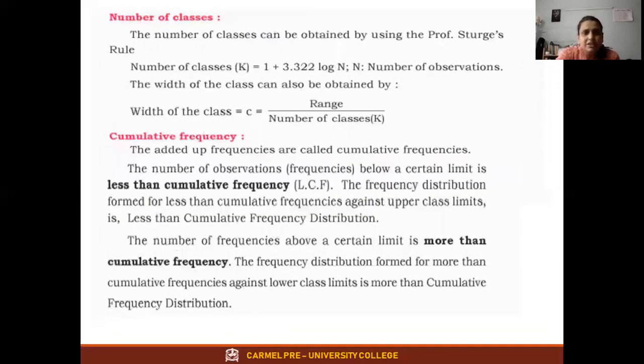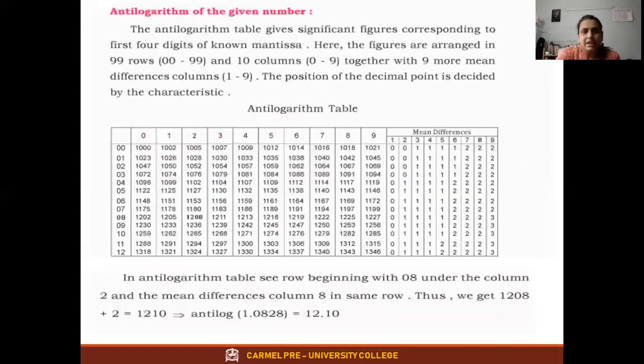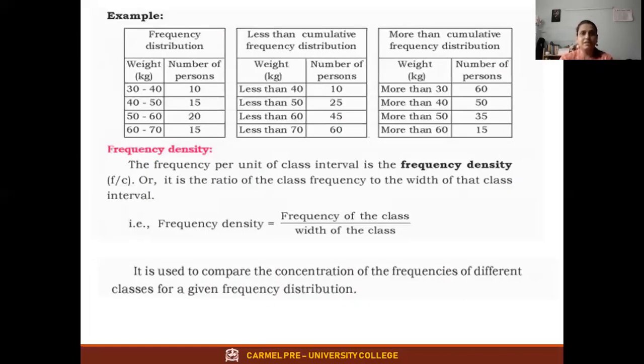What is LCF? The frequency distribution formed for less than cumulative frequencies against upper class limits. So upper class limits are 40, 50, 60, 70, whereas lower class limits are 30, 40, 50, 60. So in more than cumulative frequency distribution, we are writing lower class limits and the MCF. How do you write MCF? The total 10 plus 15 plus 20 plus 15 is how much? 60. 10 plus 15 is 25, 25 plus 20 is 45, 45 plus 15 is 60. The total is written on the top.